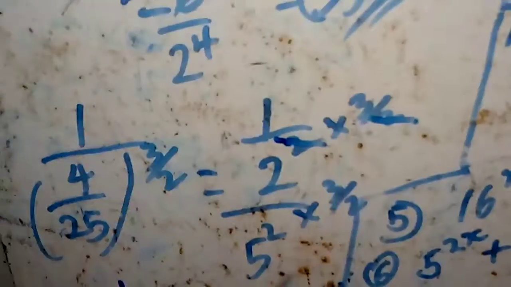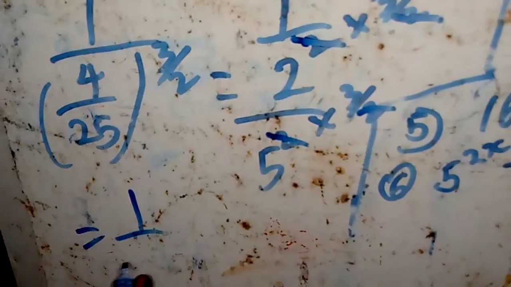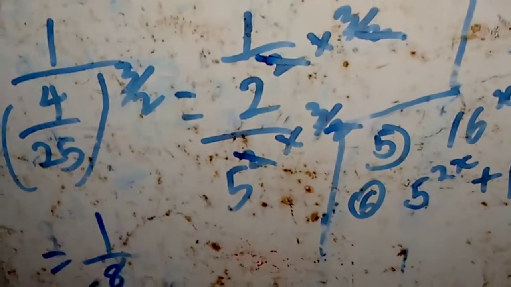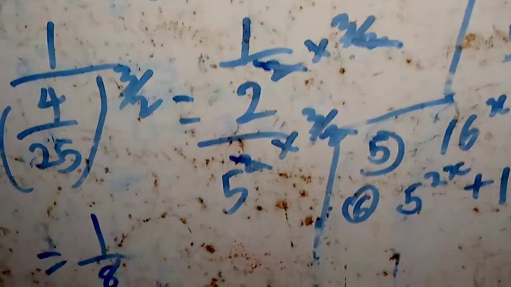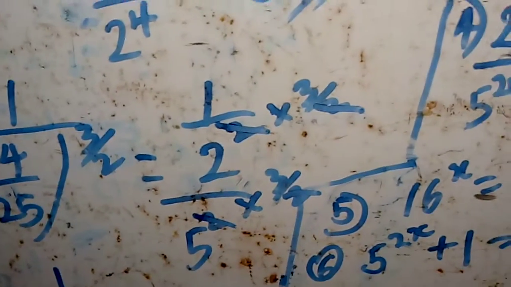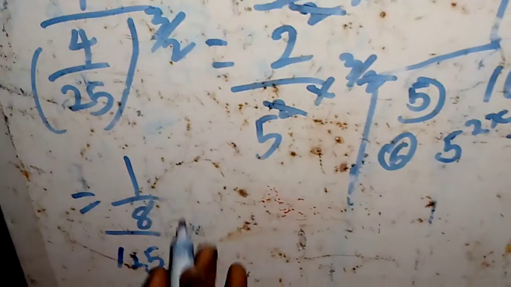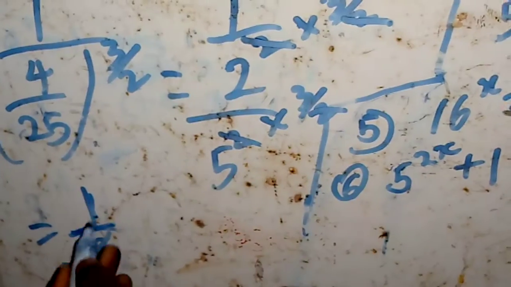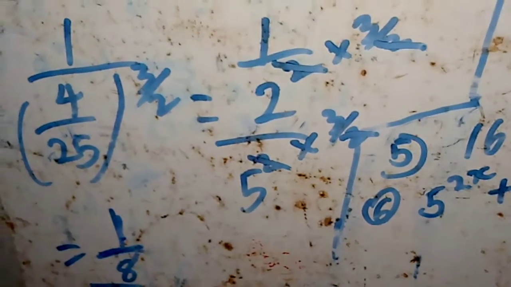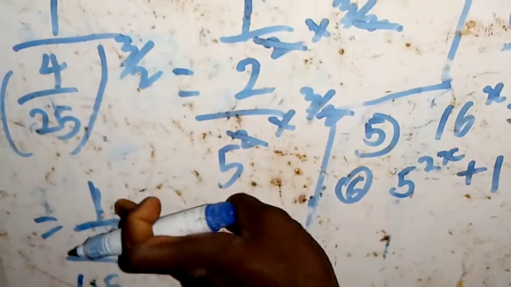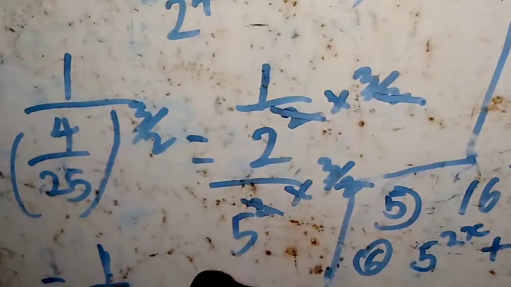Equals 1 over, then also these two cancel these two, so you must know that that's 2 raised to power 3, that's 8, divided by 5 raised to power 3. I think that's 5 times 5 times 5, so that's 125. So 125. Now I want you to identify that these two are together from the question, but this we inserted ourselves.